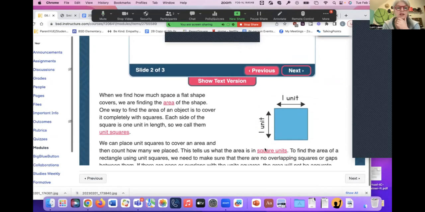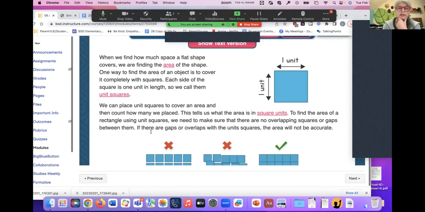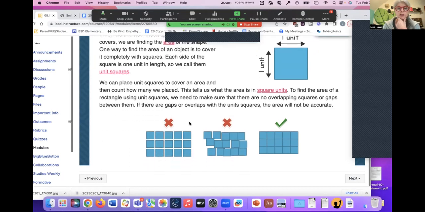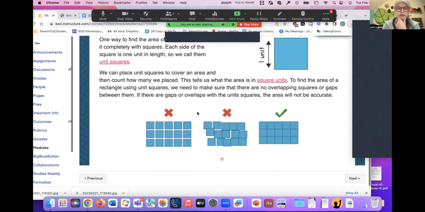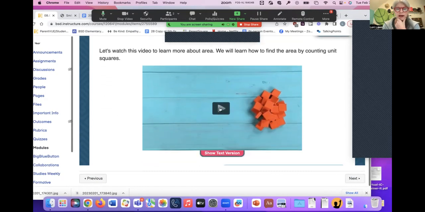Okay. When we find how much space a flat shape covers, we're finding the area of the shape. One way to find the area of an object is to cover it completely with squares. Each side of the square is 1 unit in length, so we call them unit squares. We can place unit squares to cover an area and then count how many we place. This tells us what the area is in square units. To find the area of a rectangle using square units, we need to make sure that there are no overlapping squares or gaps, so not like the middle one. Let's watch this video to learn more about area.